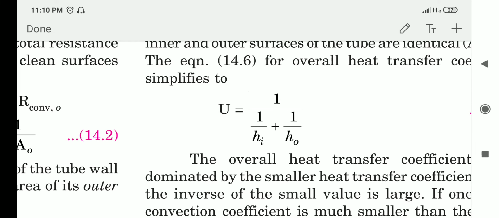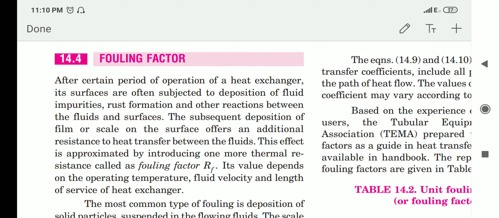But it is not always true, because once we are given other factors, we definitely have to take all those factors. Now we have the next heading, fouling factor. This is also a very important topic. Fouling factor always comes into play for a heat exchanger which is already in use inside an industry for a long time. Why? Because once a heat exchanger is installed in an industry, it serves a long period. It is installed for the full lifetime of the industry.